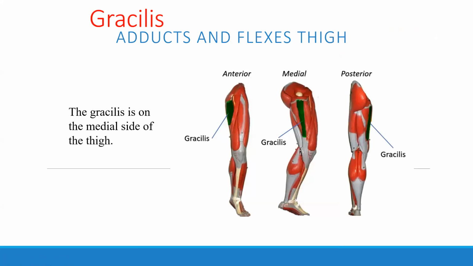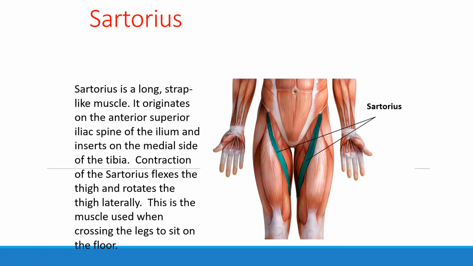What do they do? The gracilis is to flex the thigh and adduct the thigh. Adduct means to move the thigh in towards the midline, and flexing it allows it to move. Okay, that's what the gracilis does. It also stabilizes the thigh. Here's our sartorius. It allows the thigh to flex, and it allows the thigh to rotate. This is the one, because of its position, that allows the thigh to move so we can sit cross-legged.